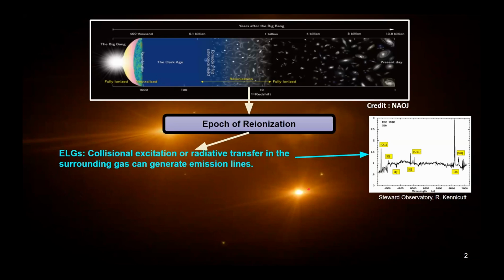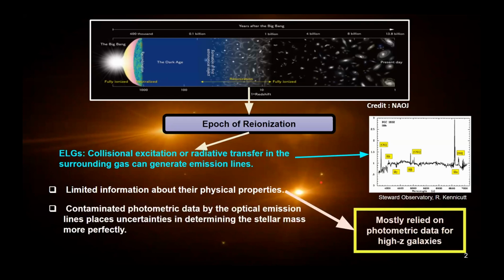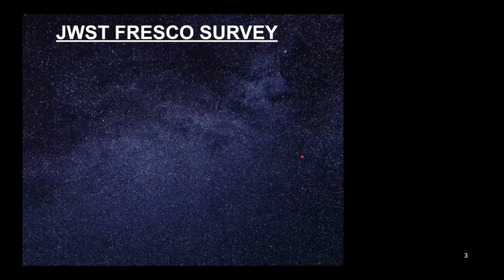But there is a problem: before JWST, we had very limited information about the physical properties of these high redshift emission line galaxies, because we mostly relied on photometric data, and they had lots of contamination in the optical emission lines. But thanks to JWST, now we have a tremendous amount of data and we can go deeper and deeper with more spectroscopically confirmed redshifts.